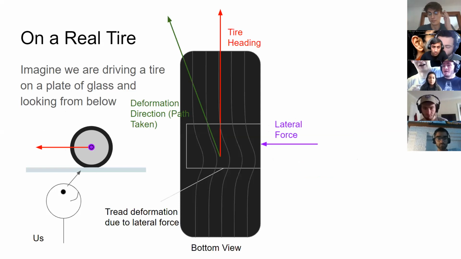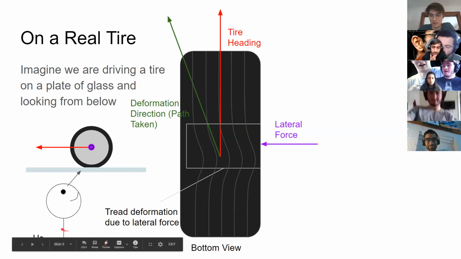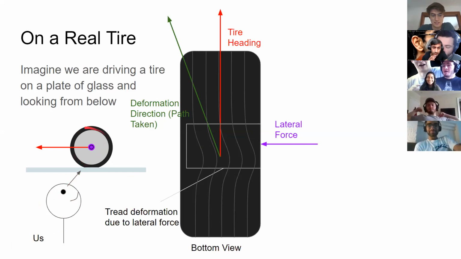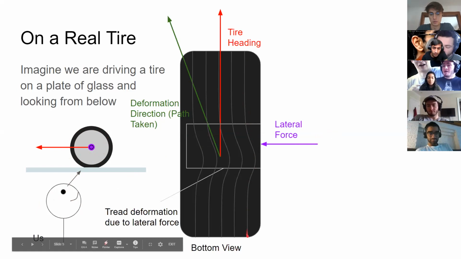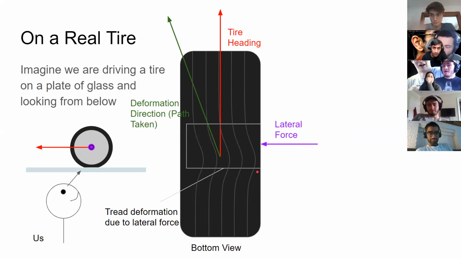So on this slide, I've thrown together a little graphic of what this might look like on a real tire. In this context, imagine that we're driving the tire on a glass plate and we're standing below it looking up. So you can see this is us in the corner here. We're looking underneath the tire and the tire is rolling, and then we are applying some lateral force onto the tire. So again, this is a bottom view of the tire, and we can see that the treads of the tire are coming in, and because of the lateral force, they're deforming and then returning back to normal. And this tire is rolling, okay?